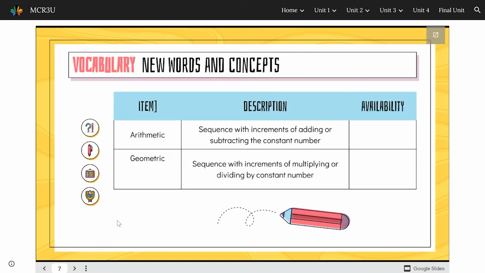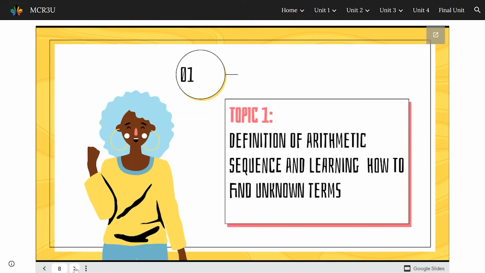An arithmetic sequence has increments of adding or subtracting a constant number. A geometric sequence has increments of multiplying or dividing by a constant. So arithmetic is plus or minus, but geometric is multiplying or dividing by. Let's go to the next step.